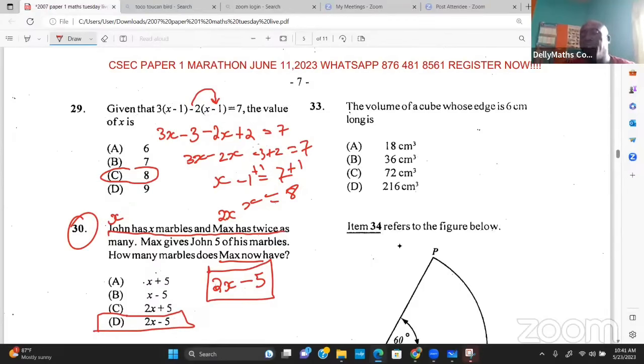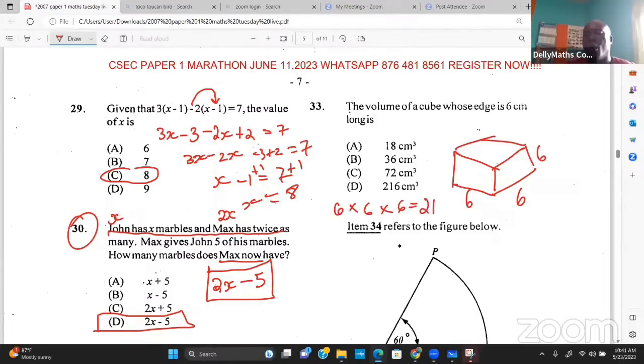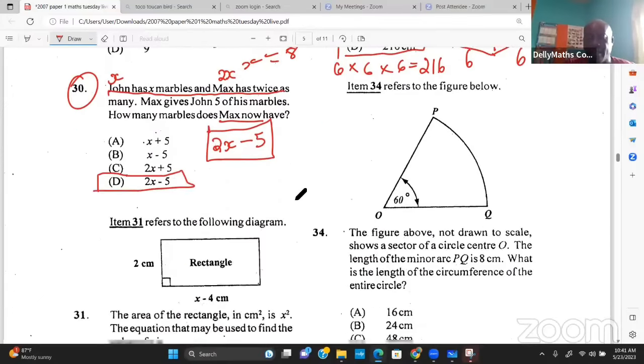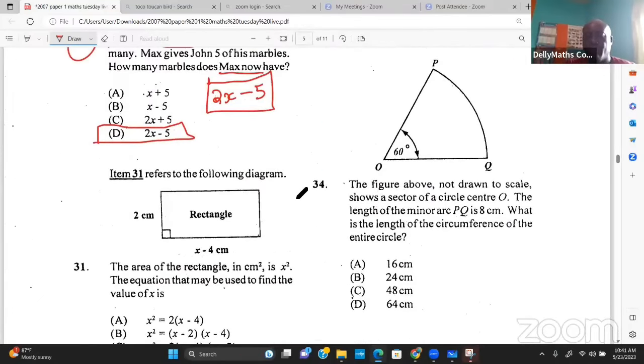33, the volume of a cube whose edge is 6 cm. Again, almost every year I tend to see this question. So a cube, all the sides are the same, right? So you're talking about 6 times 6 times 6, and this is going to give us 216. 6 to the third power is 216. All right, let's continue. 34.